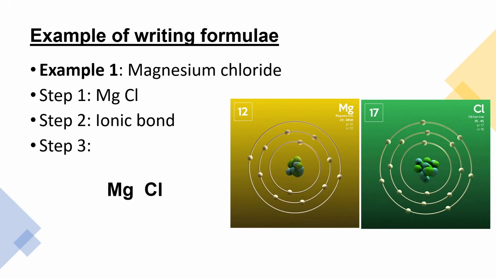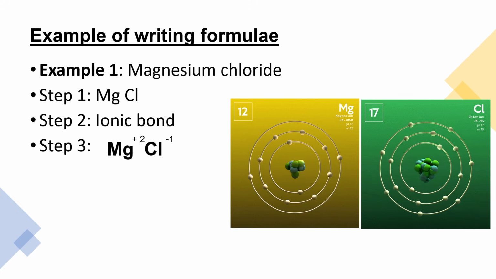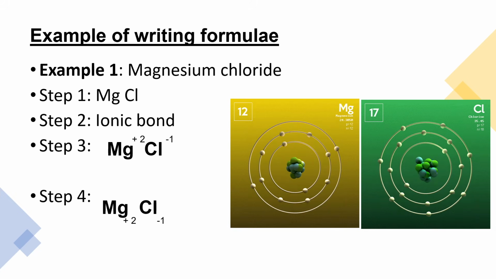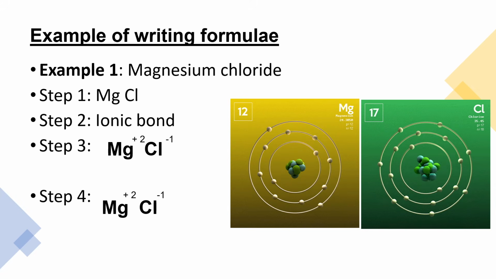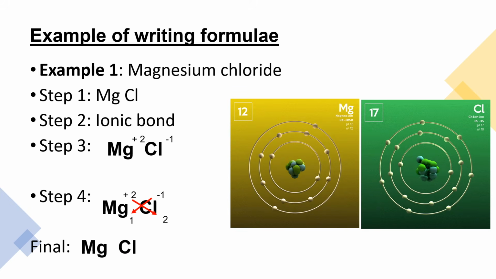Step 3 is to write out our elements and include their valency number. So magnesium has a valency number of +2 and chlorine has a valency number of -1. Step 4 is to rewrite our symbols with their valencies, and now we cross over. So the +2 of magnesium crosses over to chlorine, and the -1 of chlorine crosses over to magnesium. So our final answer will look like this: Mg1Cl2.